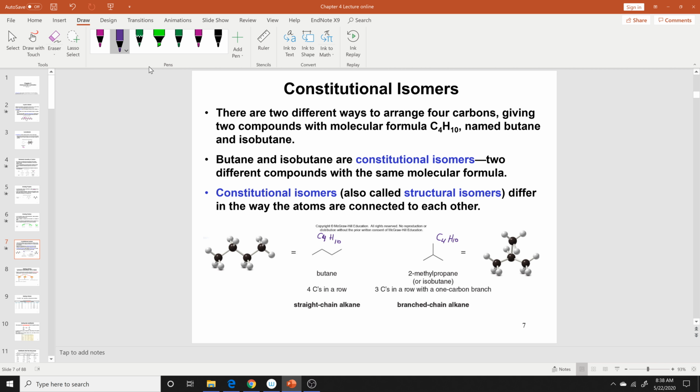So when the connectivity of the atoms is different, then this is called structural or constitutional isomers. They have the same molecular formula. When you write the constitutional isomers, just make sure to start with your straight chain first, and then take 1 carbon and branch it off the chain.